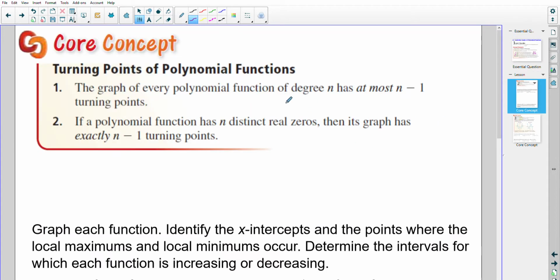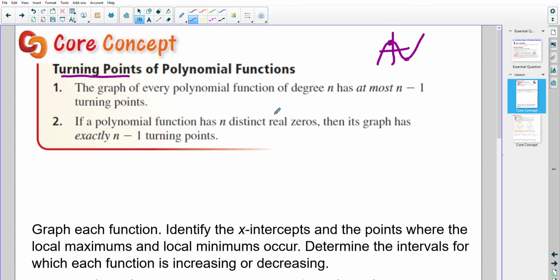Getting into new stuff, we have turning points. And a turning point is where in a graph, you may have something like this. That's a turning point, and that's a turning point. Why? If you look at the slopes. Positive slope, negative slope, positive slope. It's where the slope goes from positive to negative, or negative to positive.